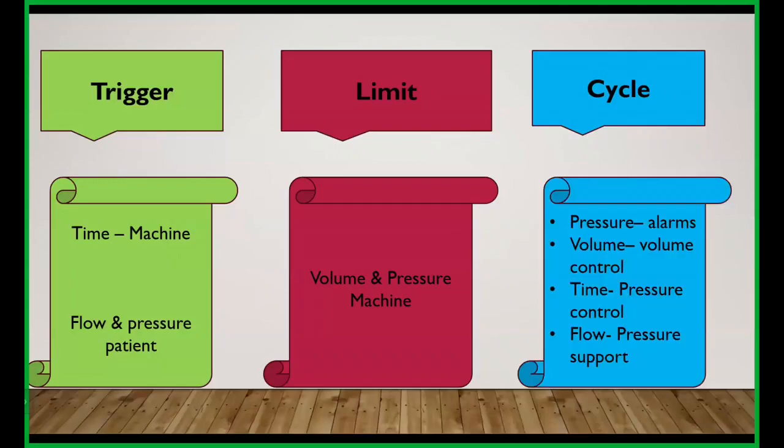Next comes your cycle. Cycle is what turns inspiration to expiration. So you have pressure cycles, which are the backups in your alarms. Then volume cycle, mainly seen in volume control. Time cycle is seen in pressure control, and flow cycle is seen in pressure support. So this is the flow cycle.